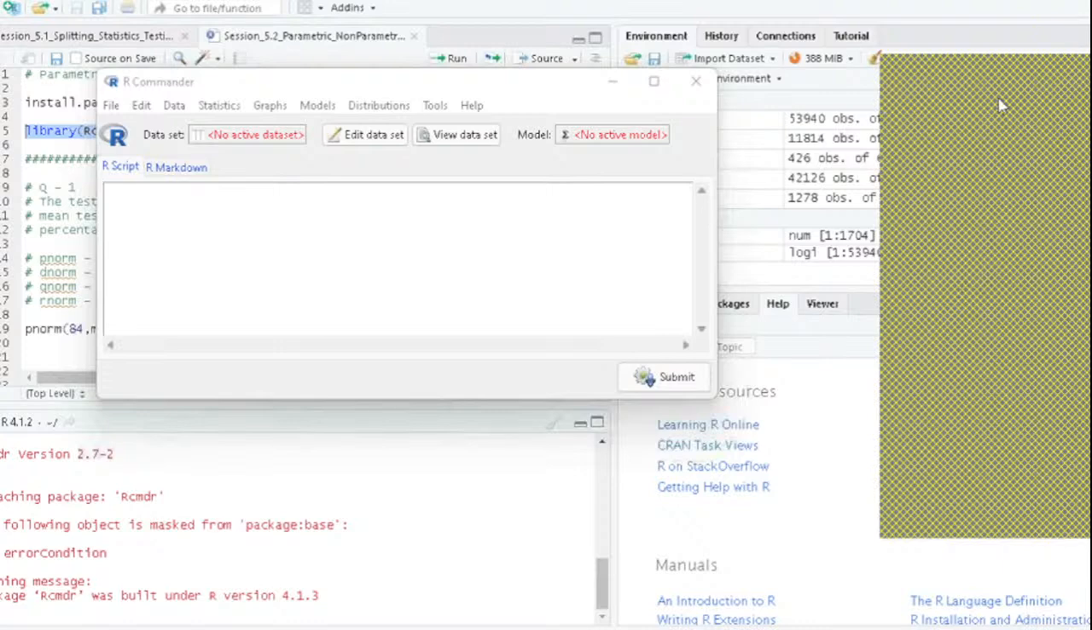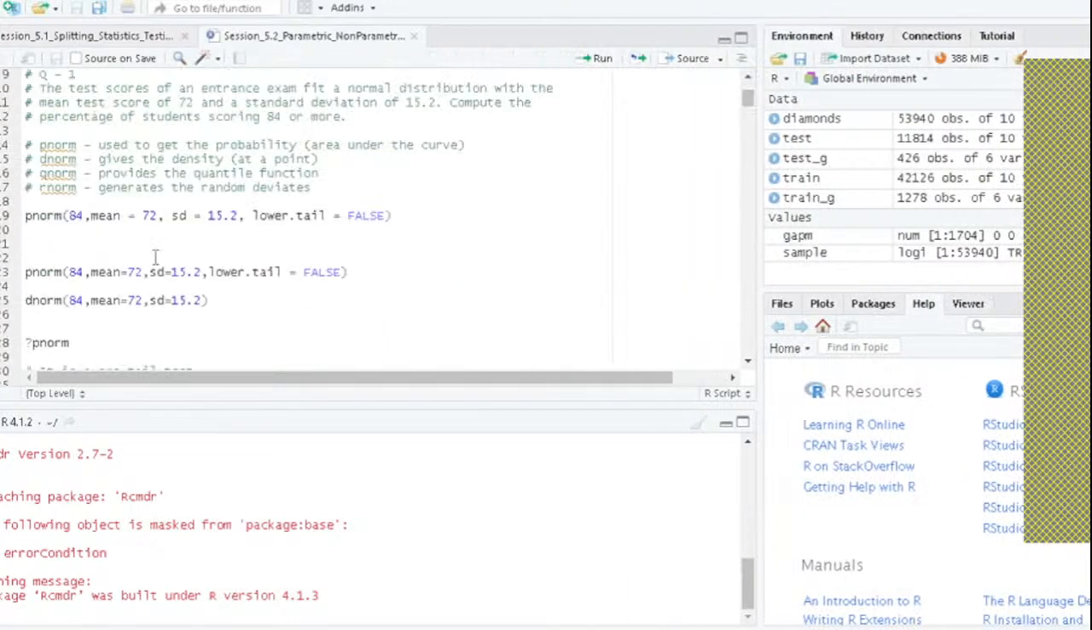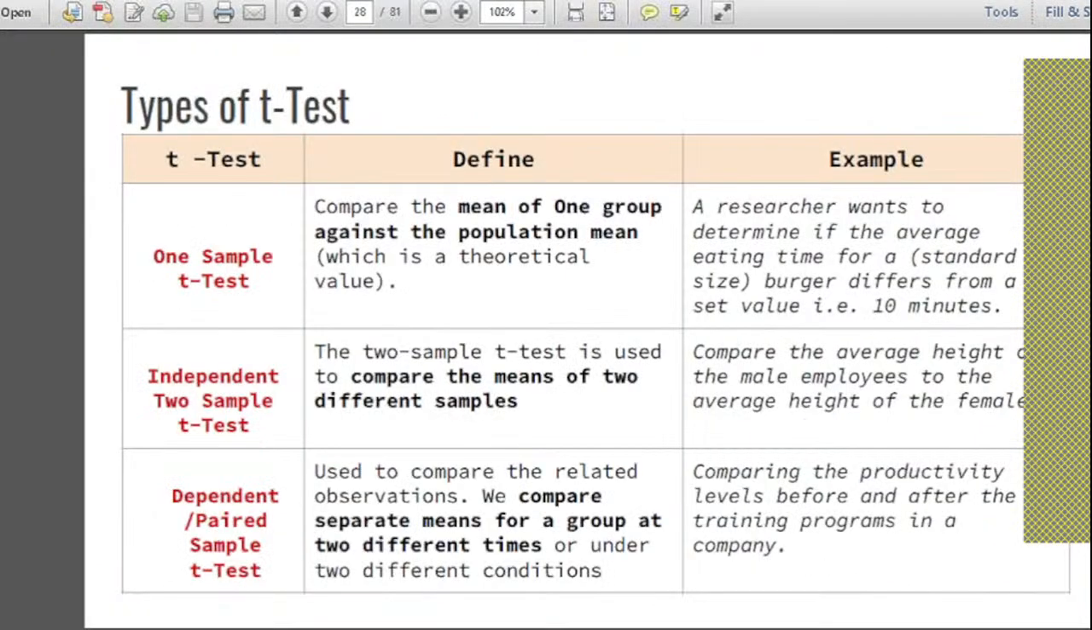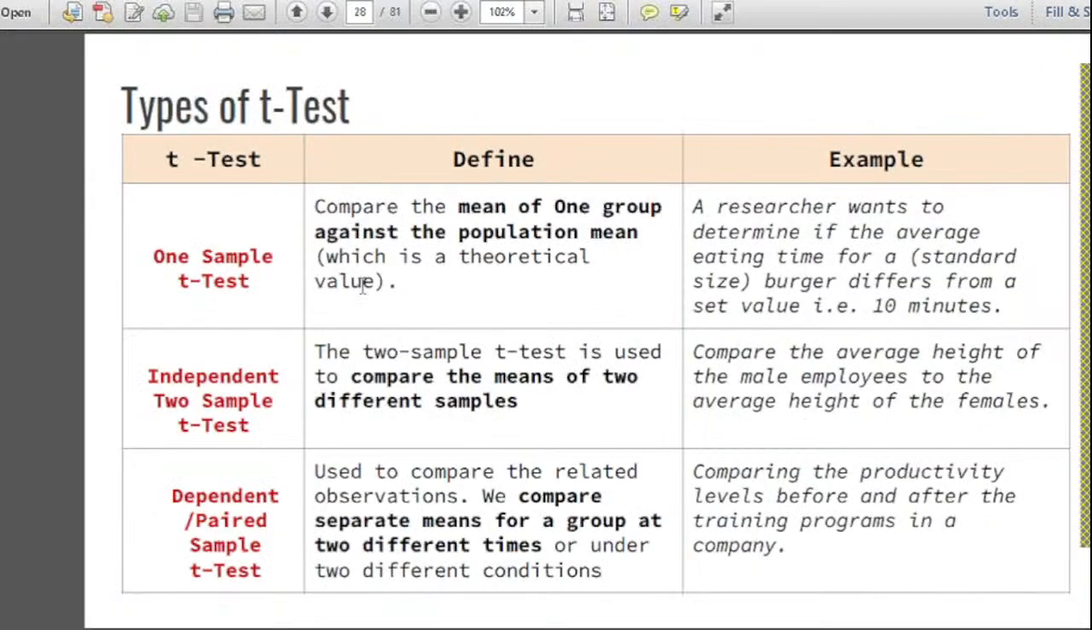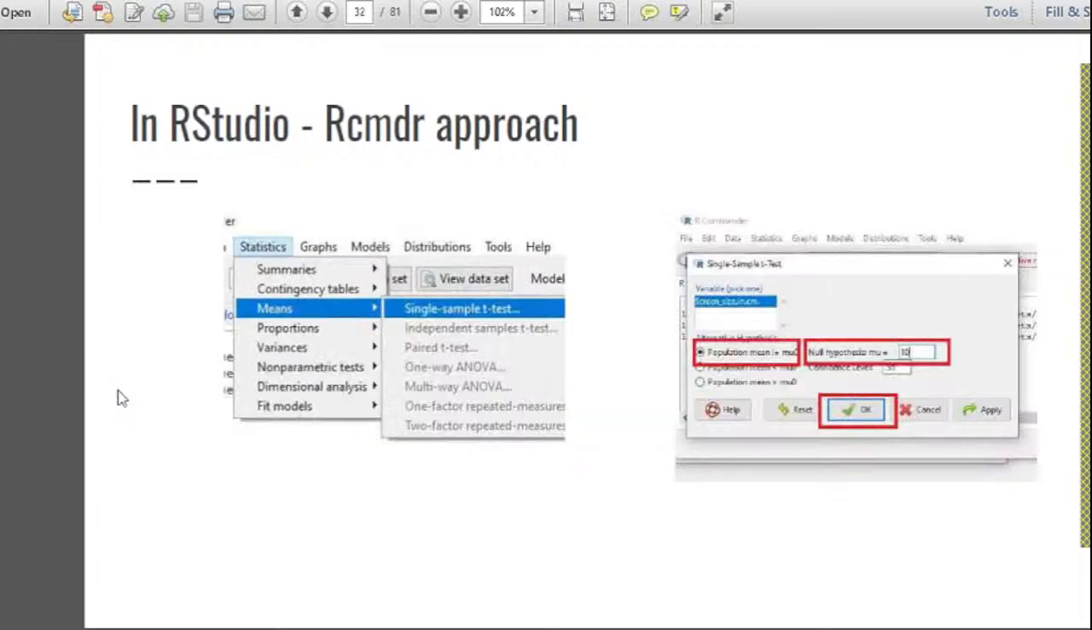Okay, no problem. If R Commander is not working, not an issue. We are going to do all the questions on t-test in R as well as RStudio, as well as R Commander, right? But since R Commander is not working, I have the steps here. You can follow those steps whenever R Commander works. Maybe some issue at the back end, because you should also get it, and it's not that I have a different package installed.